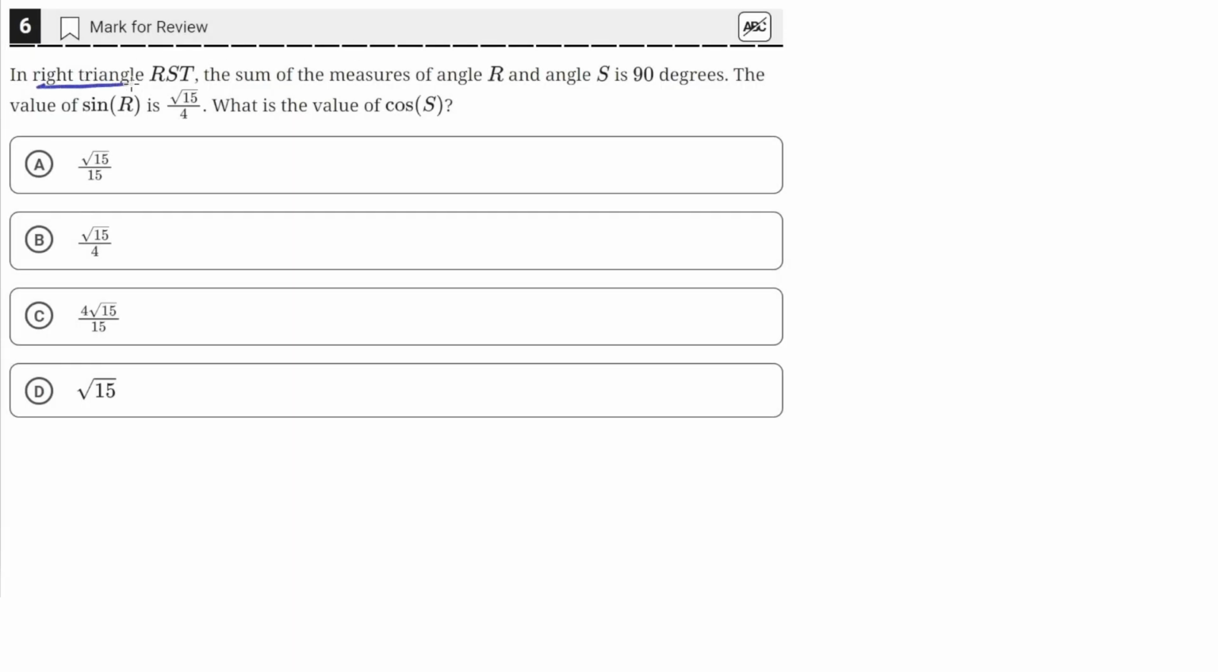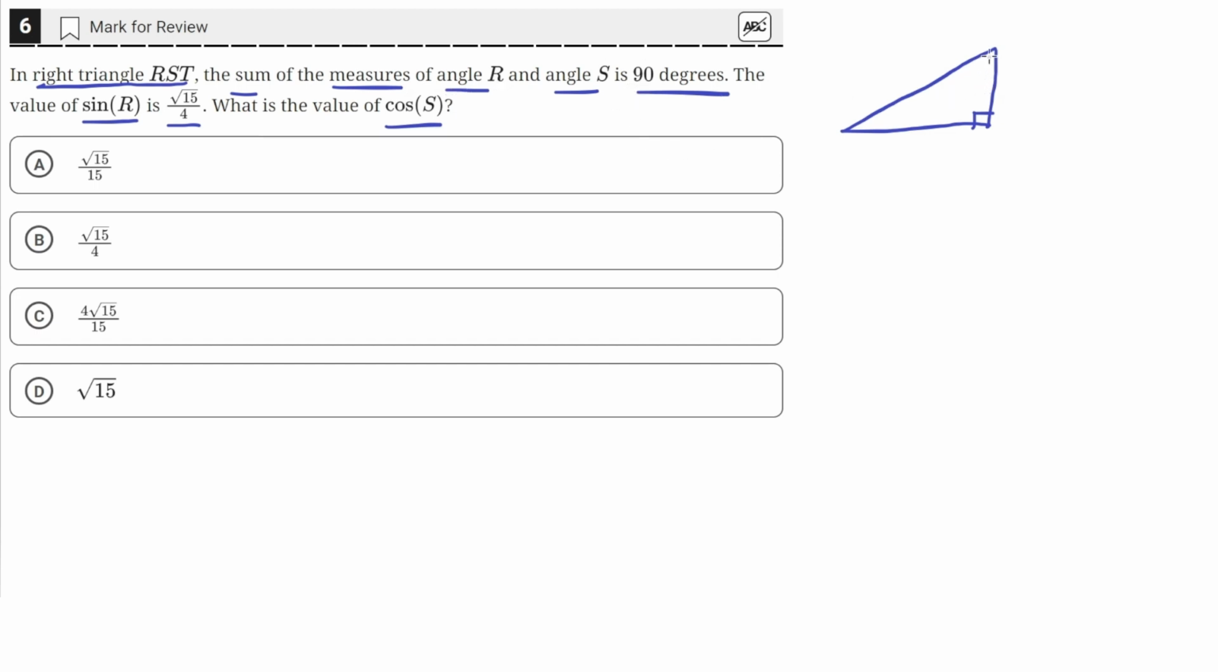In right triangle RST, the sum of the measures of angle R and S is 90 degrees. The value of sine R is square root 15 over 4. What is the value of cosine of S? Okay, so let's draw out this triangle. We have a right triangle, so 90 degrees here. And they tell us that the sum of the measures of angle R and S add up to 90.